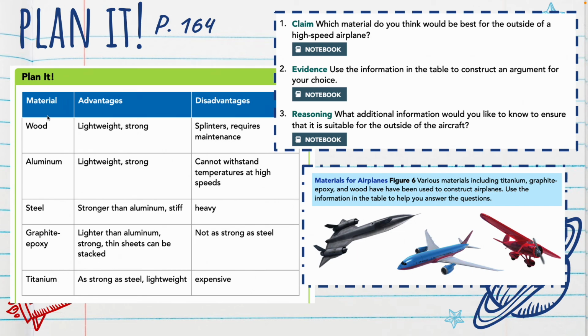Just like many other things that engineers face when they're deciding what material to use, we need to look at advantages and disadvantages. All of these materials have advantages, but they have disadvantages. For example, titanium is really strong and really lightweight, however, it's very expensive. So you have to take these things into account. Really quickly on page 164, go ahead and answer these questions using the table, just looking at the advantages and disadvantages.